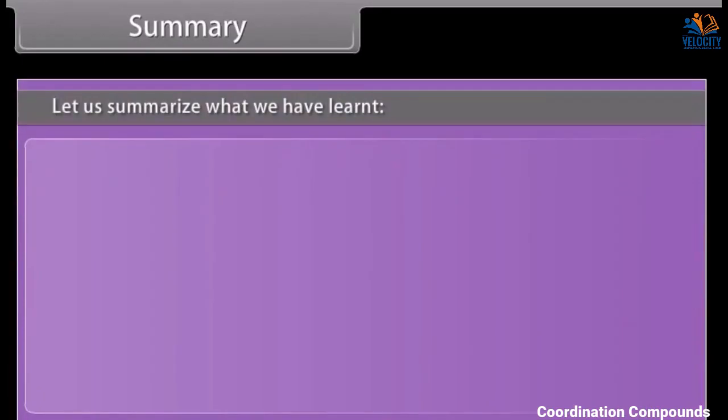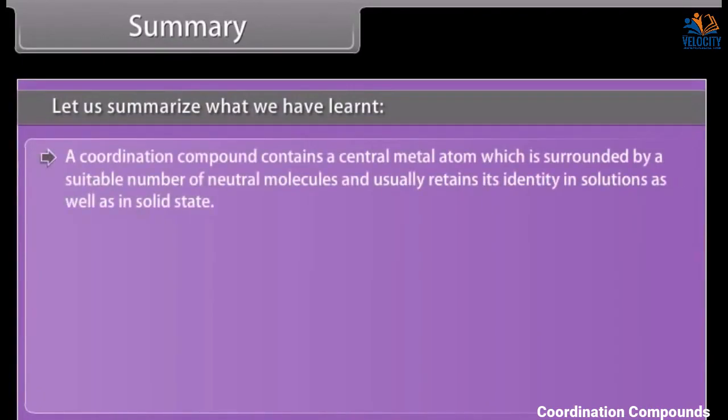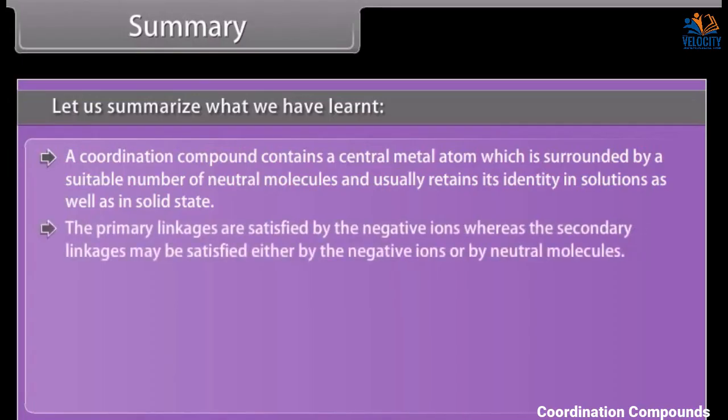Summary. Let us summarize what we have learned. A coordination compound contains a central metal atom which is surrounded by a suitable number of neutral molecules and usually retains its identity in solutions as well as in solid state. The primary linkages are satisfied by the negative ions, whereas the secondary linkages may be satisfied either by the negative ions or by neutral molecules.